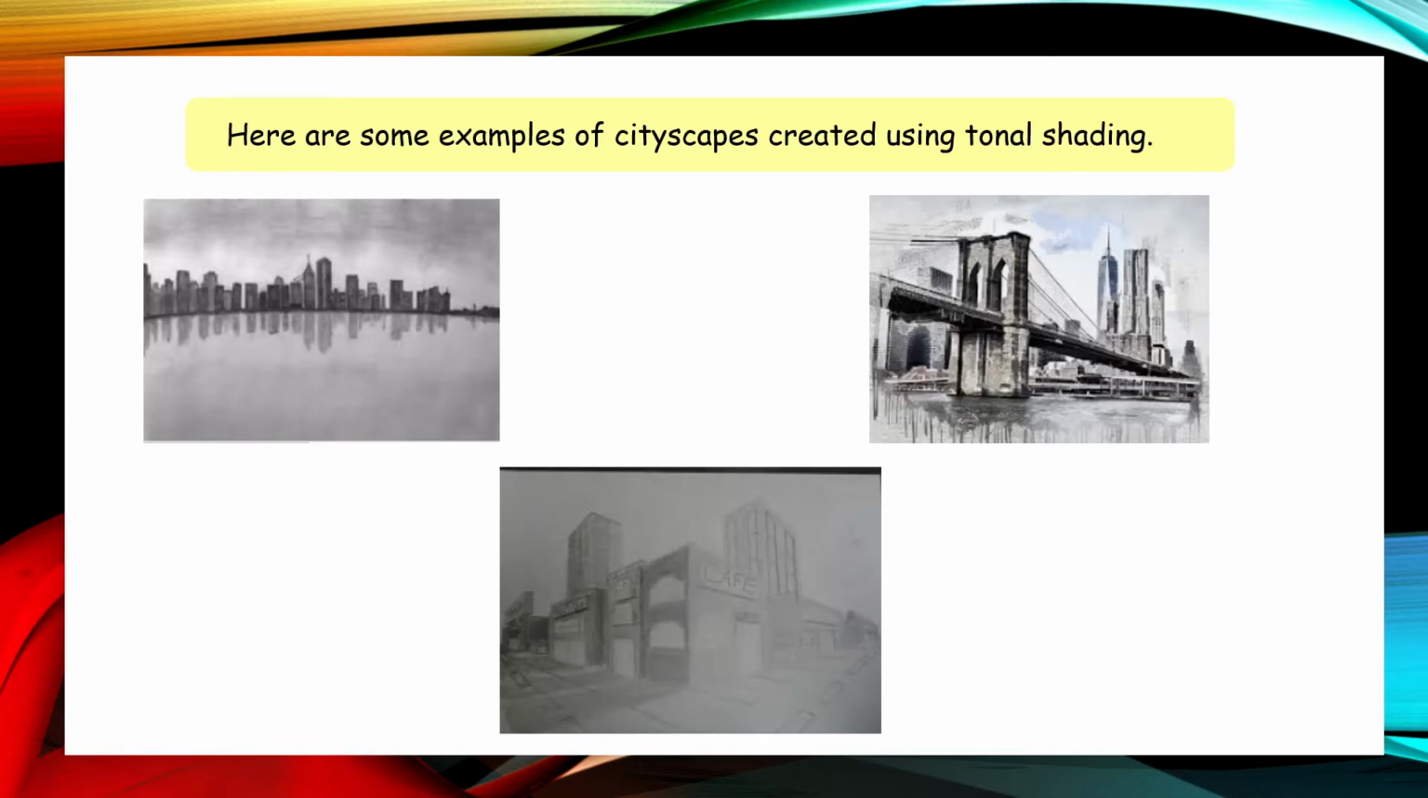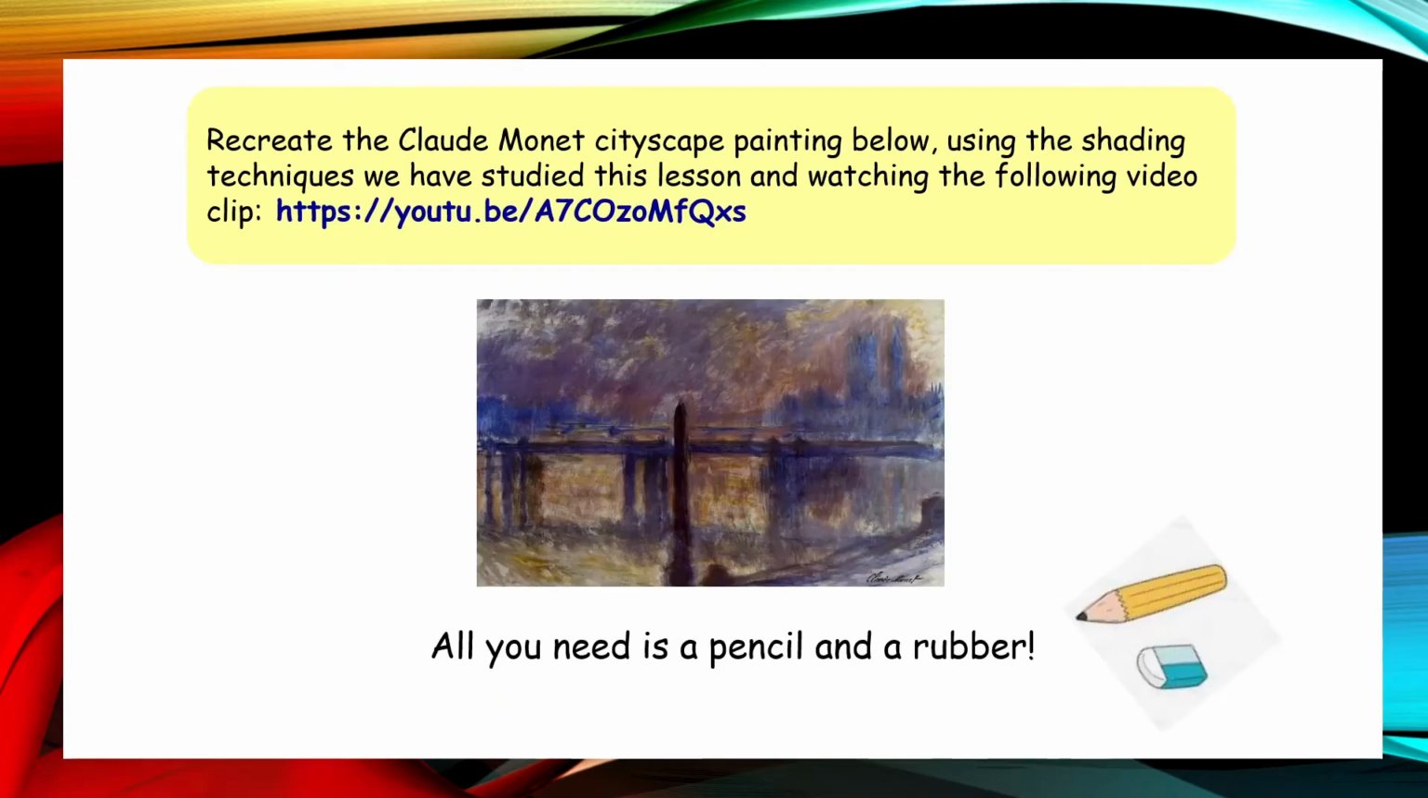Now here are some examples of cityscapes created using this type of tonal shading. So your task today is to recreate the Claude Monet cityscape painting below, using the shading techniques we have studied and discussed this lesson. And watch the following video clip as well to give you some more ideas and techniques to create a picture using tonal shading. And all you need is a pencil and a rubber.